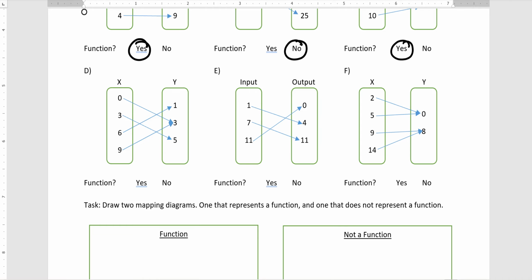So looking at letter D, I see inputs of 0, 3, 6, 9. Each of them only has one arrow coming from it. 0 goes to 3, 3 goes to 5, 6 goes to 1, 9 goes to 3. So this is a function.